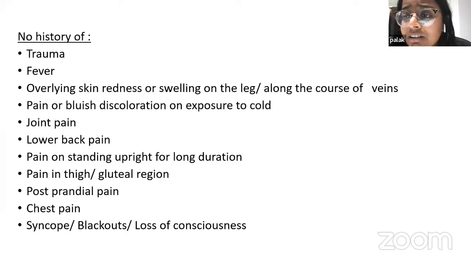The question was about the components of Leriche syndrome. You said impotence is a component of Leriche syndrome. Yes, sir, it is a part of Leriche syndrome. The patient will get impotence. And why do you get impotence? What is the mechanism of getting impotence, sir?